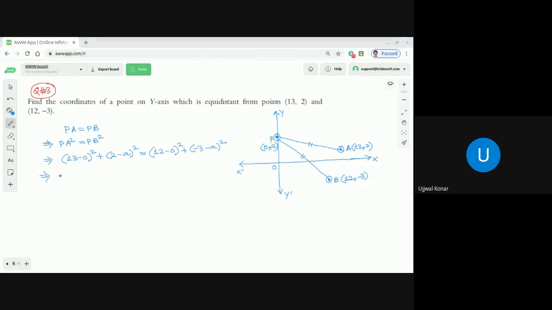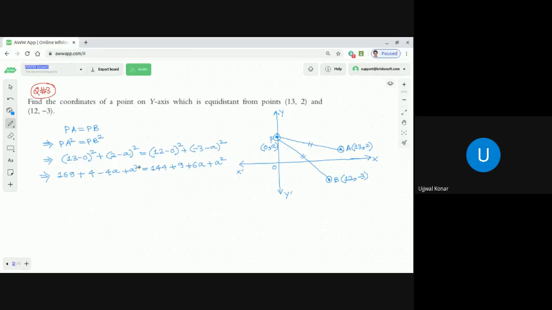So then what we get? 13 square is 169, plus 2 minus a whole square, which is 4 minus 4a plus a square. And 12 square is 144, and minus 3 minus a whole square means 3 plus a whole square, which is 9 plus 6a plus a square.